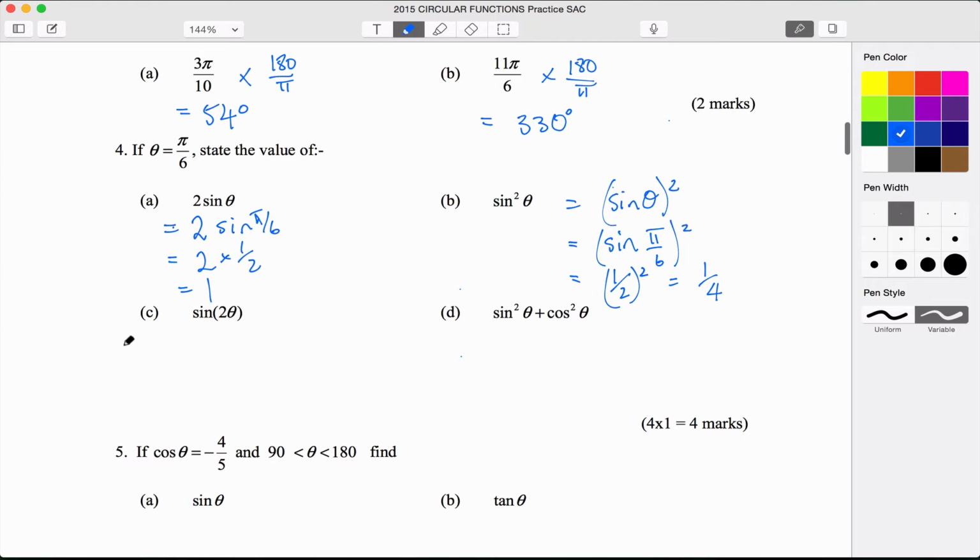Sine of 2 theta. Sine of 2 times pi over 6, which is equal to sine of pi over 3. Using your table, it is root 3 over 2. Part D. Sine squared theta plus cos squared theta. Using our identity, we can look at that straight away and know that it equals 1, because sine squared theta plus cos squared theta, doesn't matter what theta is, as long as they're both the same, will always equal 1.